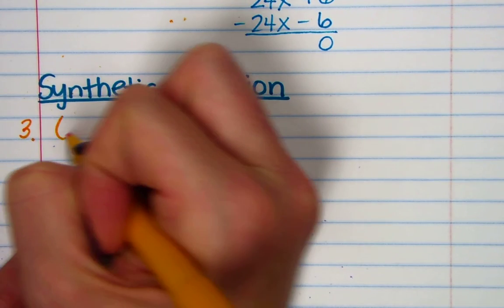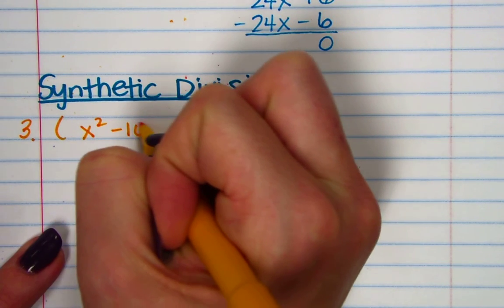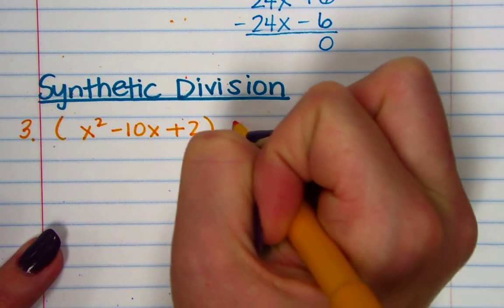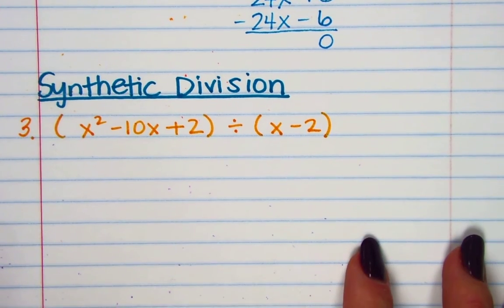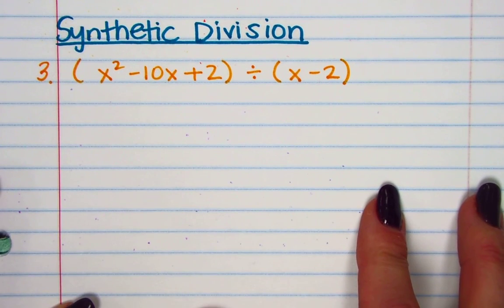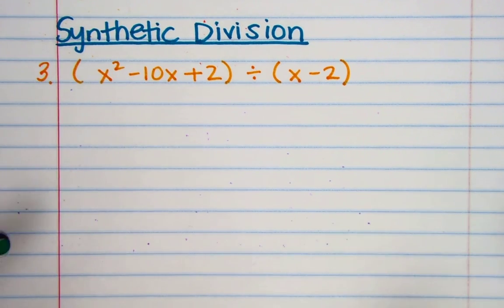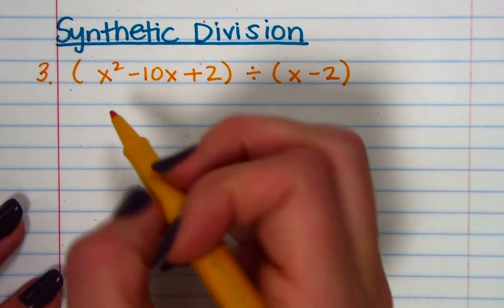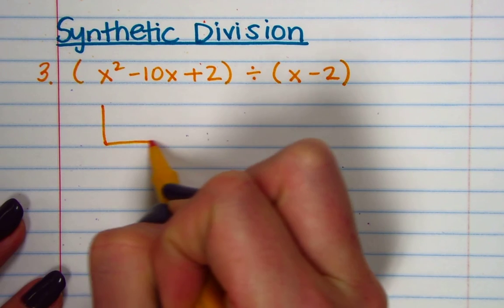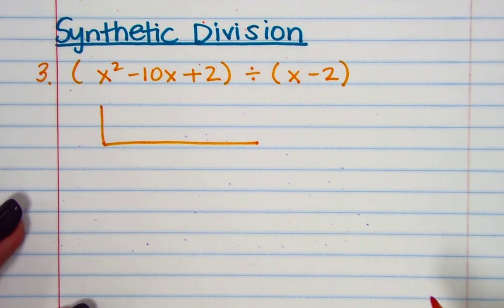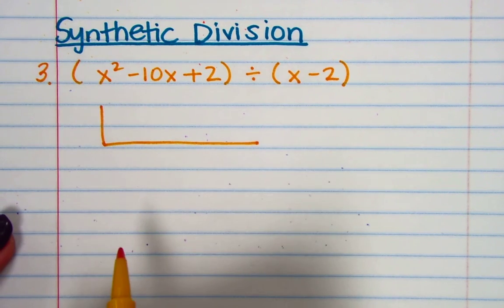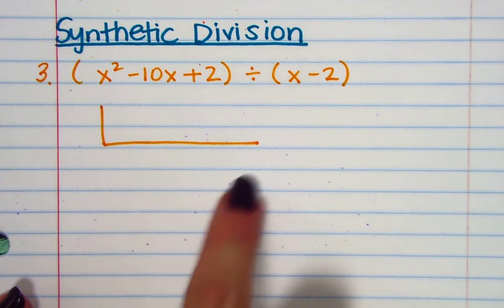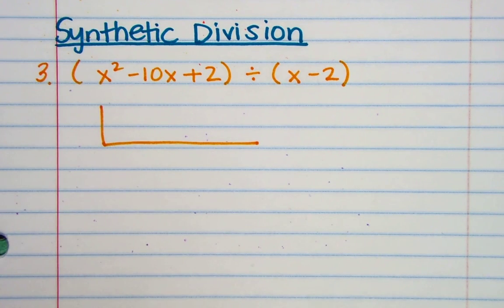Okay, so our first problem is going to be x squared minus 10x plus 2 divided by x minus 2. Okay, with synthetic division, first of all, we do an upside down division bar, whatever you call it, and it needs to go 2 levels. Also we're going to leave the x's out. We're just going to put the numbers in here.